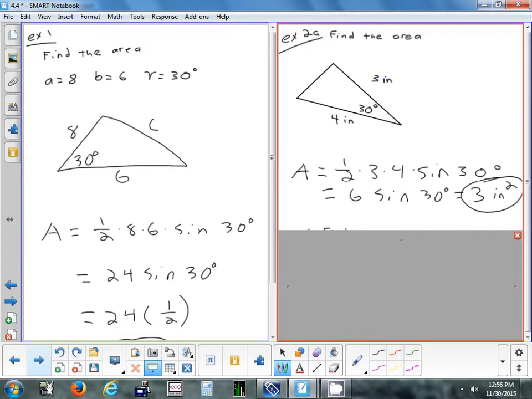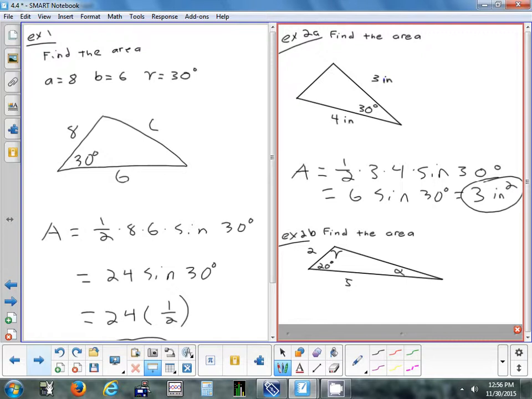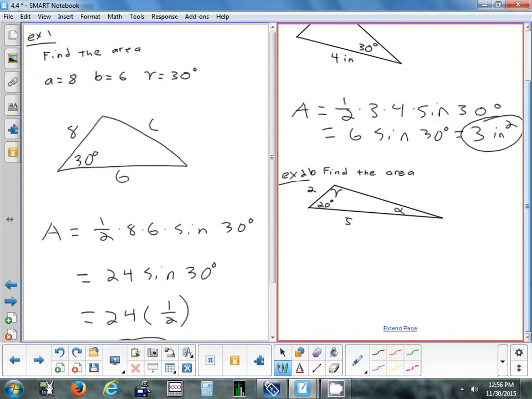All right, so not too bad. For this next one, we'll just do it out only because it doesn't come out to a nice answer. Let's round to two decimal places.